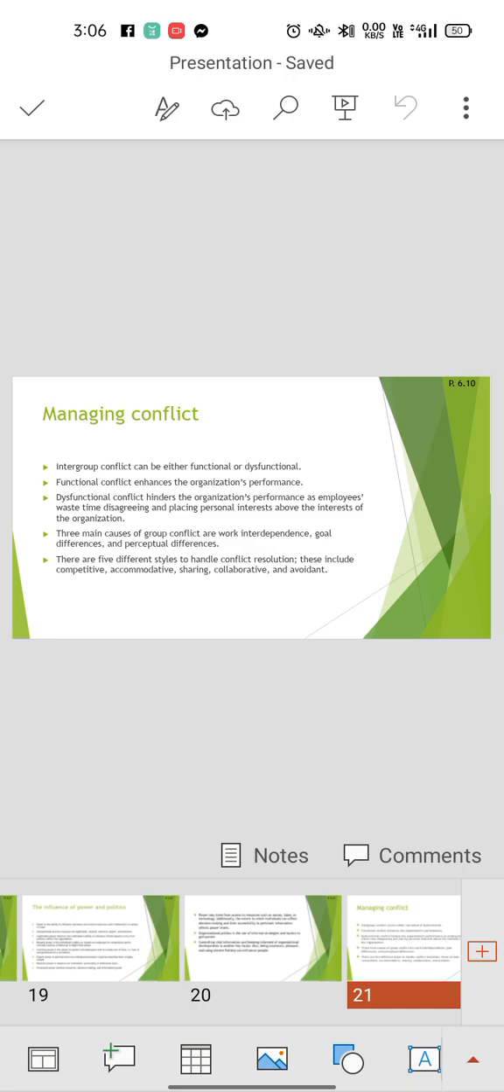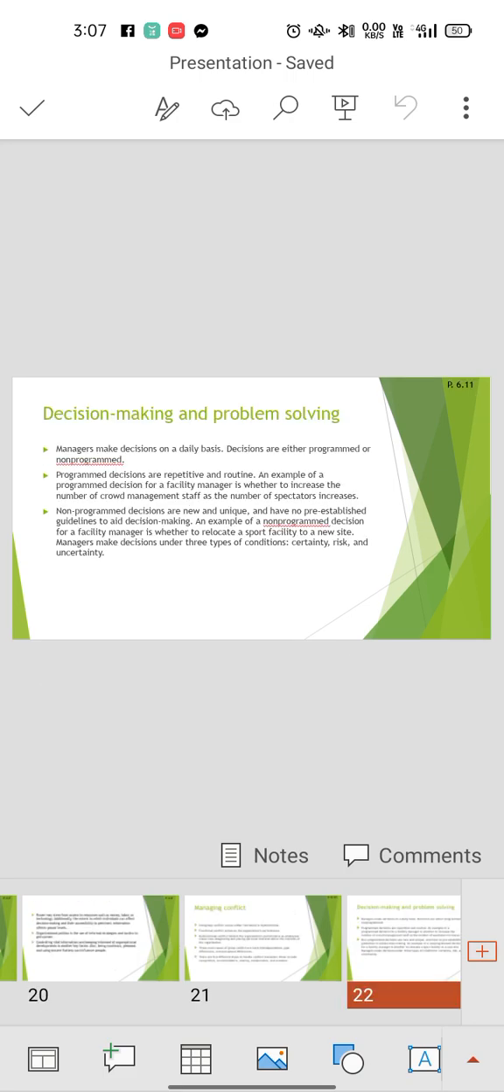Three main causes of group conflict are work interdependence, goal differences, and perceptual differences. And also, there are five different styles to handle conflict resolution. These include competitive, accommodative, sharing, collaborative, and avoidant.